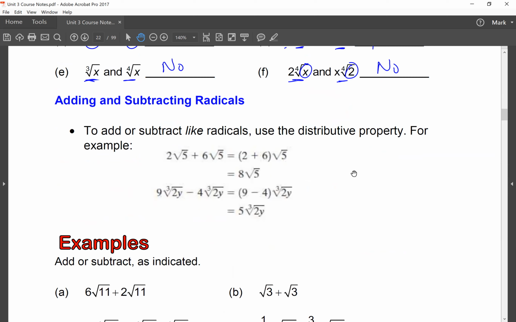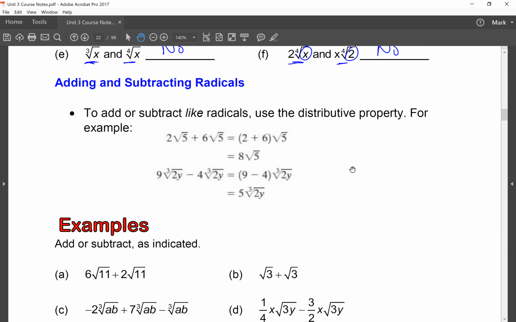answering these questions. To add or subtract like radicals, we are going to use our distributive property. So again, I'll do some of these with you, but if I was adding 2 root 5 plus 6 root 5, think of that like 2x plus 6x. I know root 5 is not like x, but we follow the same property. If I had 2 root 5 and 6 root 5, it's similar to saying I have 2 x's and 6 x's.